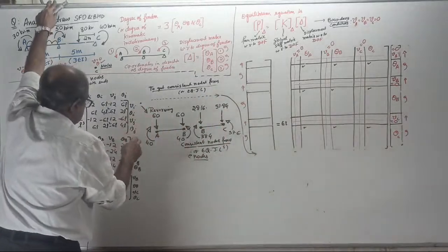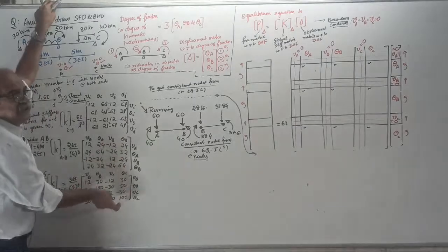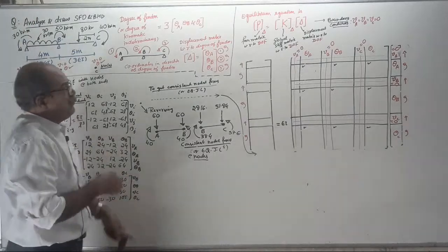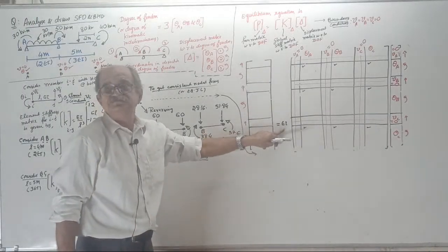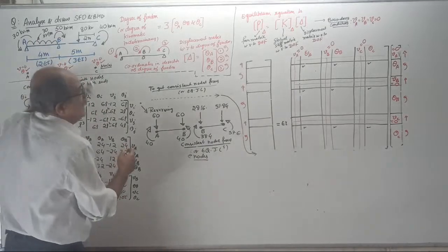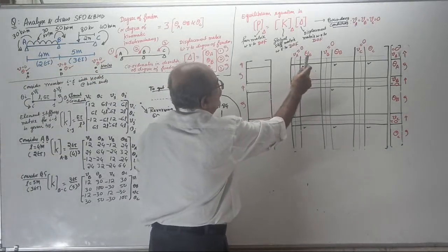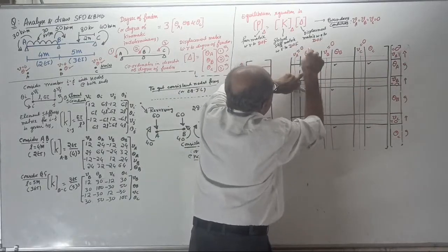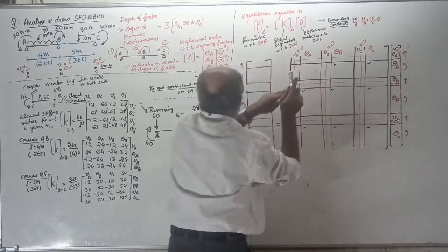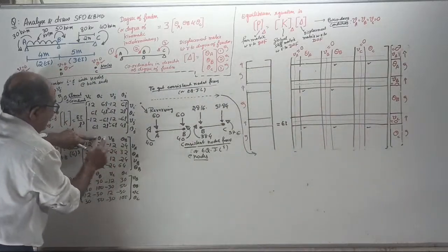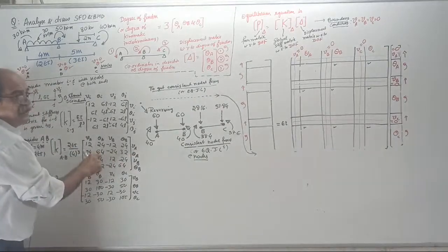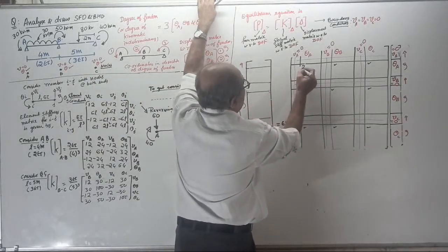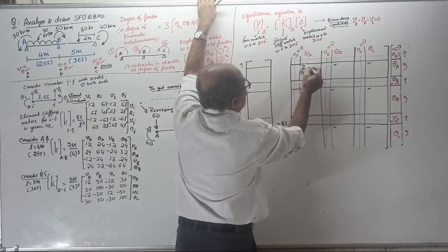You superimpose the individual element stiffness matrices. See, 2EI by 4 cube. Instead of wasting time, put EI outside. Okay, start. Theta A with theta A. This way theta A, this way theta A. See the number here? 64. So 2 by 4 cube into 64.